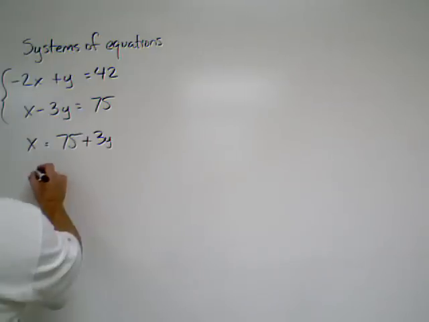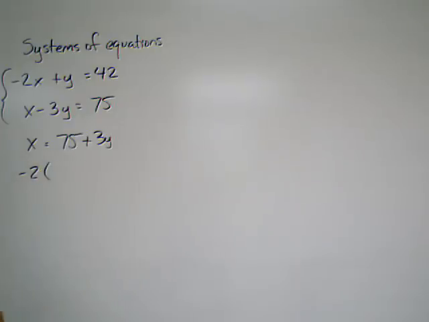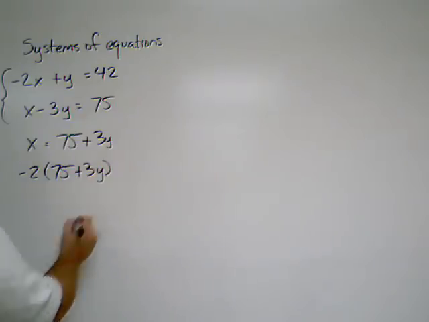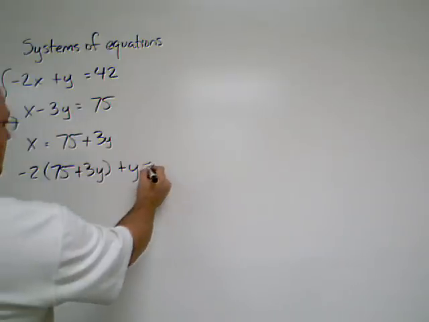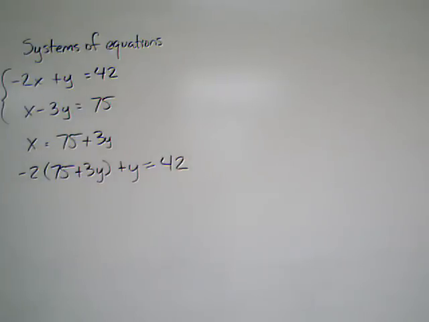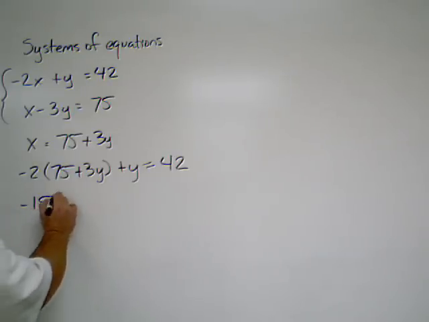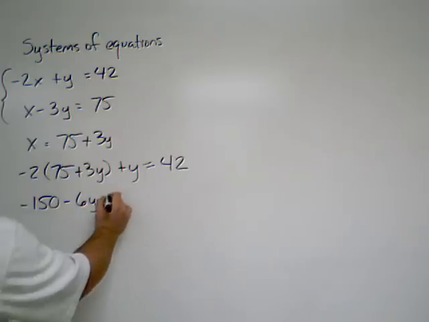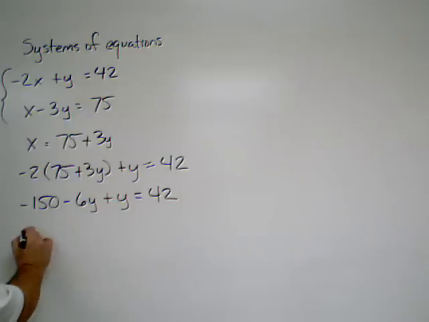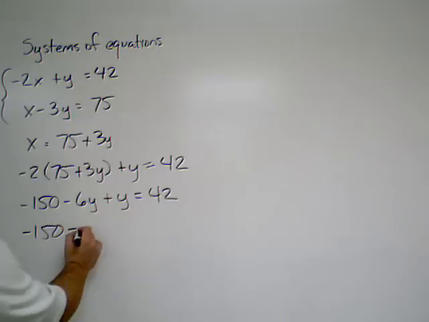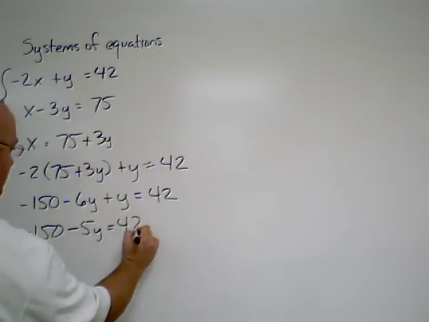Okay? So I'm going to have negative 2 times the value of x, which is 75 plus 3y. Then I'm going to add y, because it was a part of my original function, equals 42. Okay? Now I have to distribute my negative 2, combine any like terms, and then solve for y. So this becomes negative 150 minus 6y plus y equals 42. Okay? Combine these, I get negative 150 minus 5y is 42.